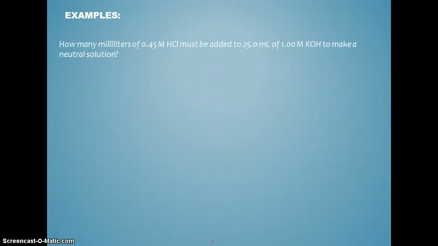Okay, so let's do the math examples of what would happen here. We want to know how many milliliters of 0.45 molar HCl must be added to 25 milliliters of 1 molar KOH to make a neutral solution. Well, because we're doing stoichiometry, what's the first thing we need? A balanced equation. So we're going to write out our balanced equation.